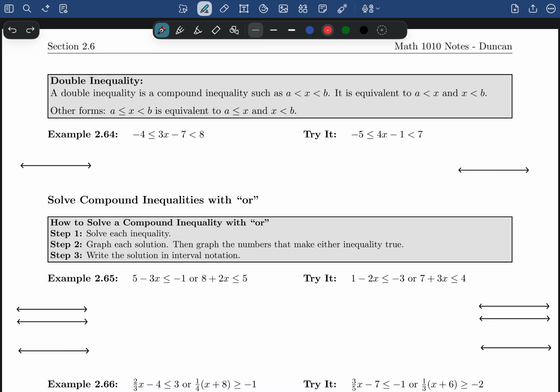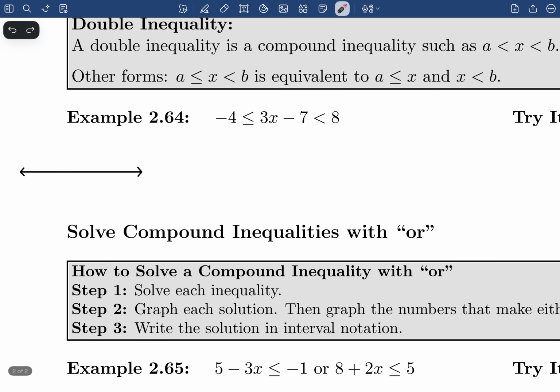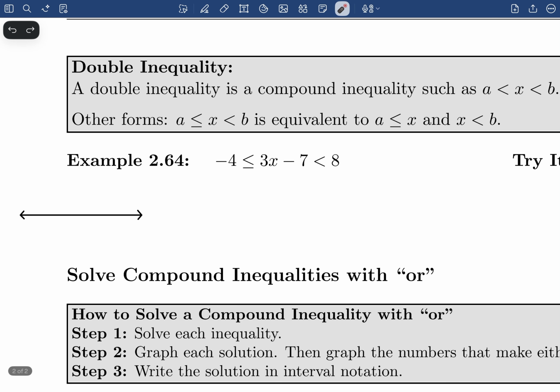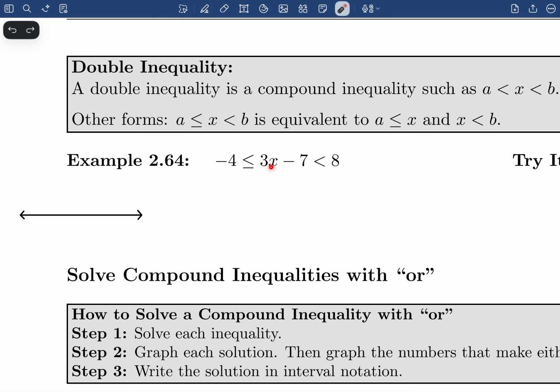Let's look at double inequalities and see something cool that we can do with them. So here's a double inequality right here. It says -4 is less than or equal to 3x minus 7, which is less than 8. All right. And you know what's cool about double inequalities? You can do algebra on them. And when you do it, we want to get x alone. We want to get this x all by itself. And so the operations we think of is addition of 7 and division by 3, right?